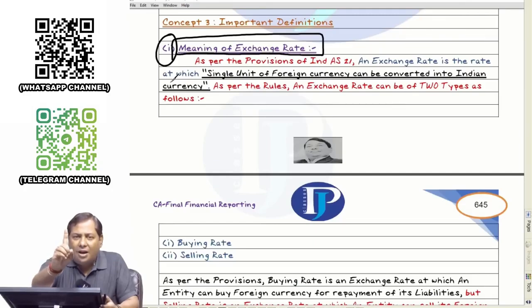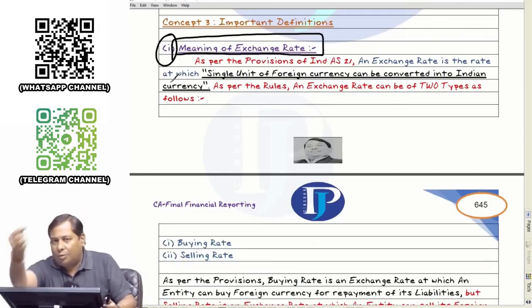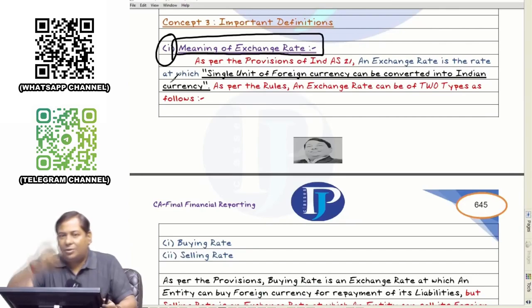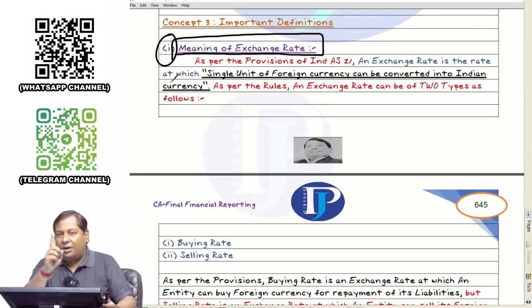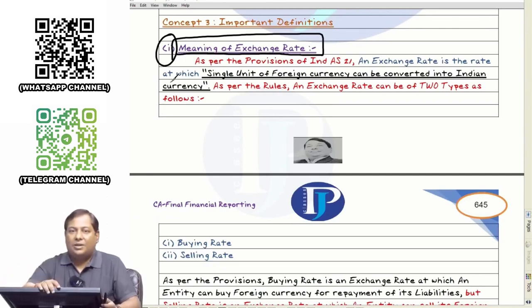The rate at which a unit of foreign currency can be converted into Indian rupees is your exchange rate. Pound is 110 rupees, the dollar is 90 rupees, euro 95 rupees, the dirham is 25 rupees. How many rupees you will have to pay if you wanna buy 1 unit of foreign currency is known as the exchange rate. And then I told you 2 types of rates, the buying rate and selling rate.